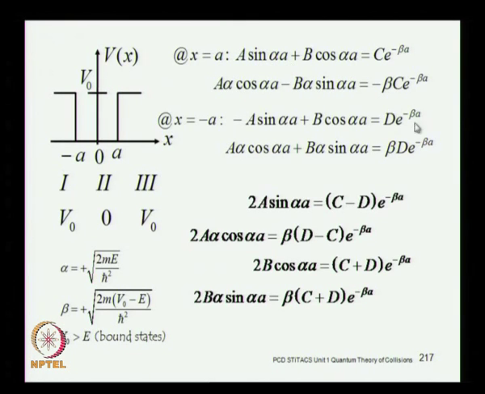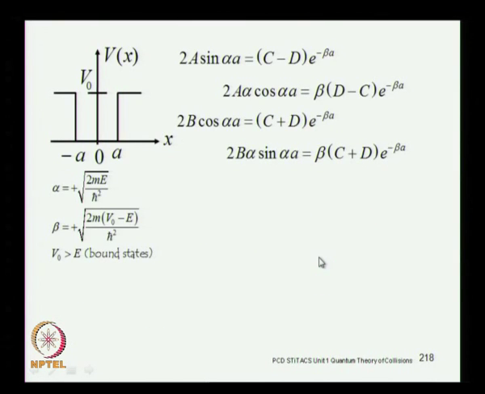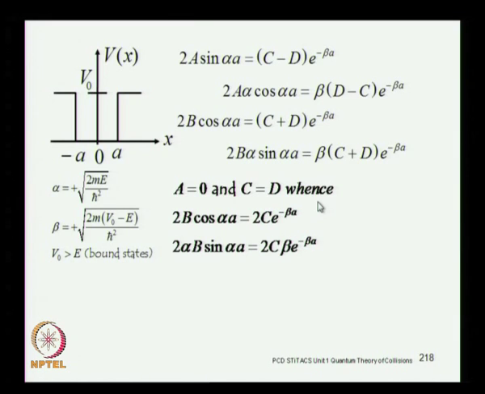If you subtract this equation from the one at the top, you get twice A sin alpha a, because this term will cancel this, you get C minus D e to the minus beta a. So, these are the usual things that you do in your first course in quantum mechanics, and you can easily get these relations which must be simultaneously satisfied, right. And when you satisfy these equations, you get certain solutions.